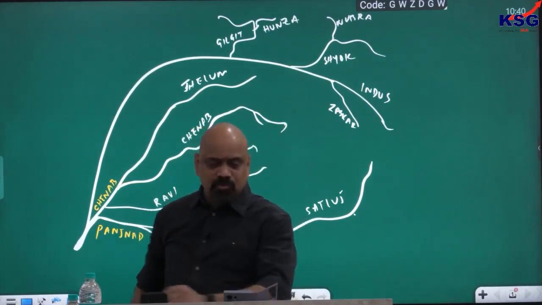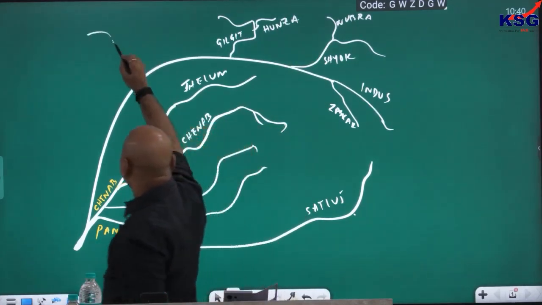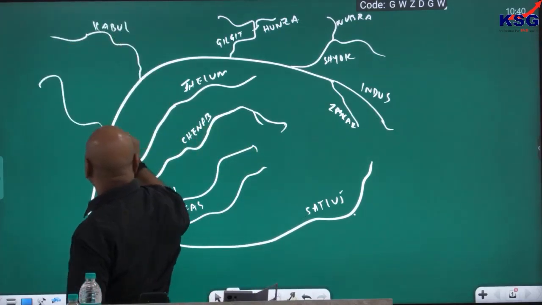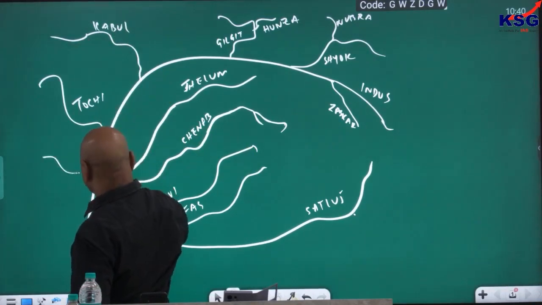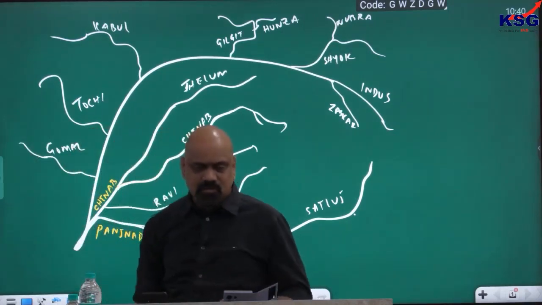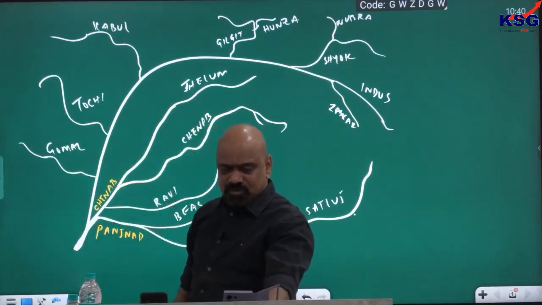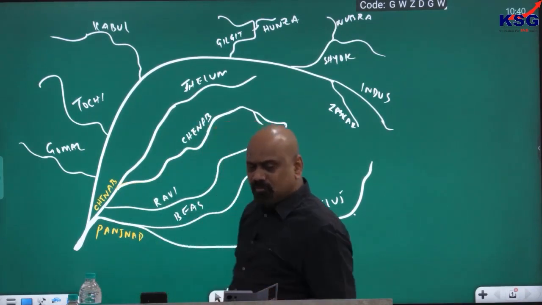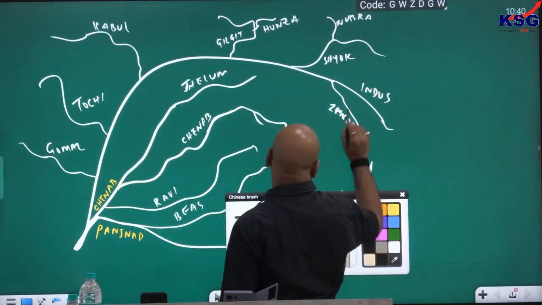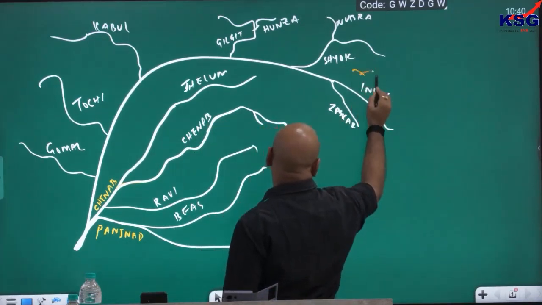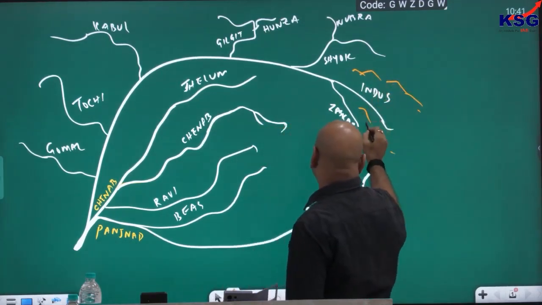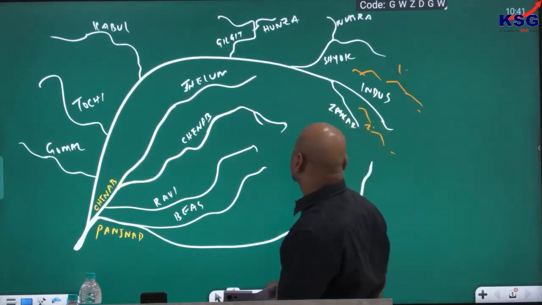Then we have drawn the Kabul, Tochi and Gomal also. Here it is Kabul, Tochi and river Gomal. These rivers we have already drawn, and you can see Nubra, Shyok river. Then we have the mountains we have drawn between the Jaskar and, you see, this is the river, this is the mountain here. Which mountain is there? This is Jaskar mountain, this is Ladakh mountain in between which it is flowing.